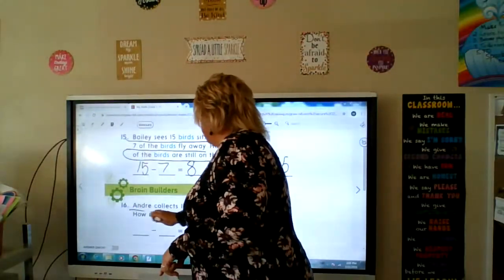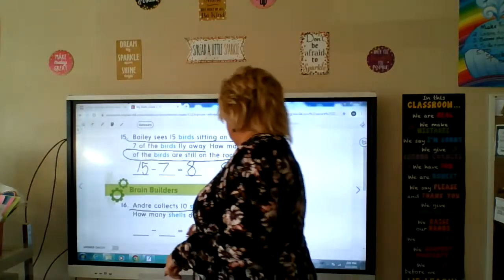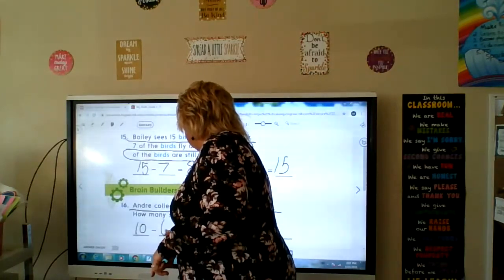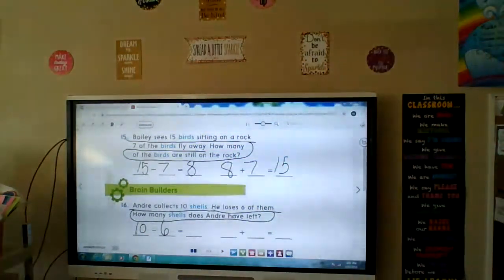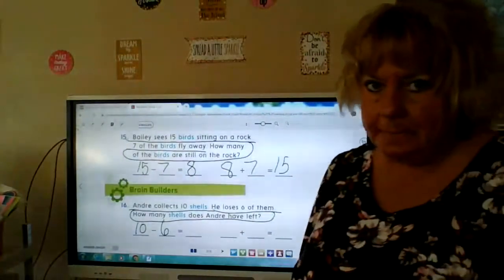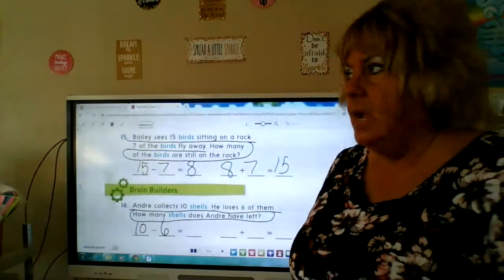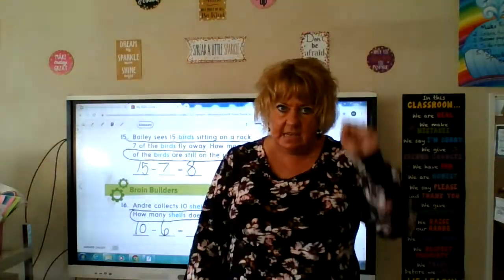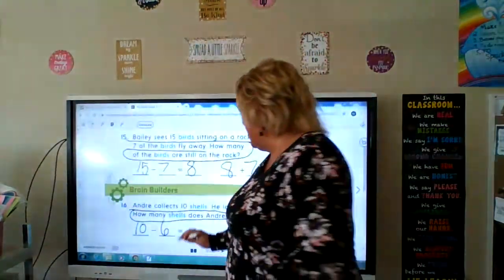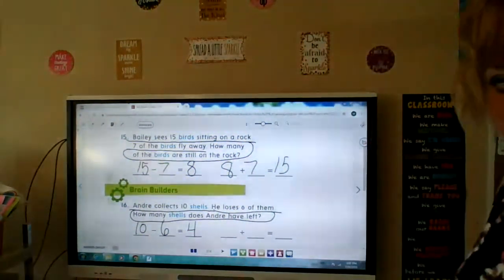Okay, Andre collects 10 shells. He loses 6 of them. 10 minus 6. How many shells does Andre have left? What plus 6 equals 10? Or I can start with 6 and count up to 10. 6, 7, 8, 9, 10. The other number I'm missing is 4. The difference between 10 and 6 is 4.